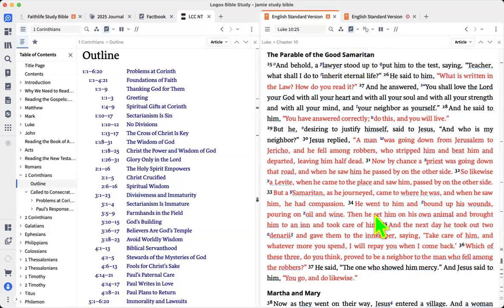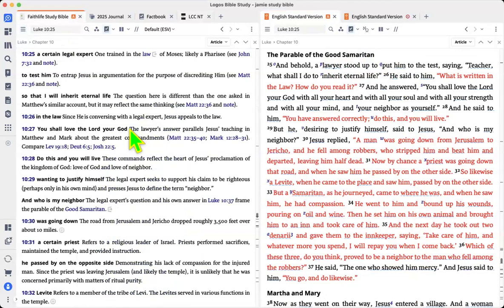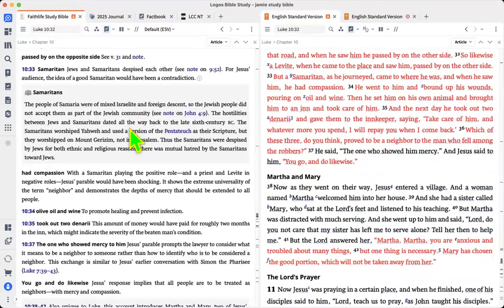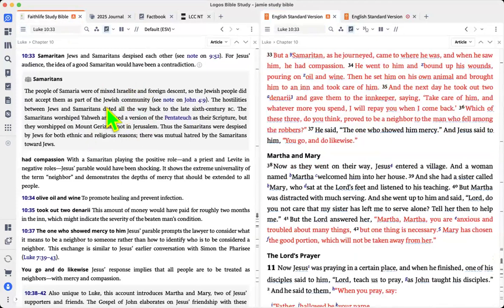But if you don't understand the social context of what Jesus is doing here, you actually miss out on what's going on. So I'm going to go over to the Faith Life Study Bible, and I'm going to scroll down to verse 33. Again, you see this gray section right here. The study Bible is actually going to give me some background information.